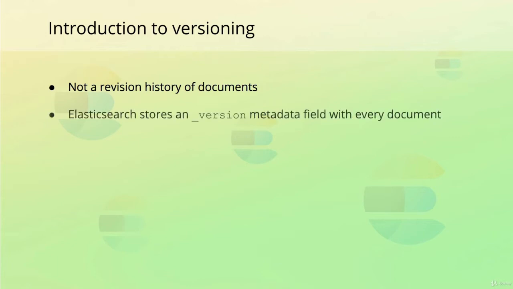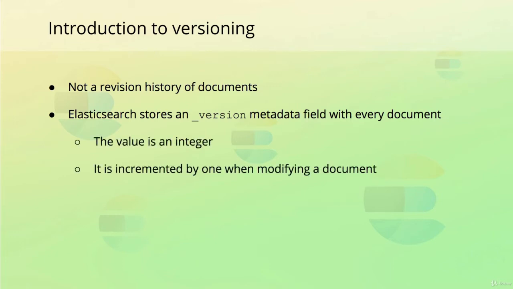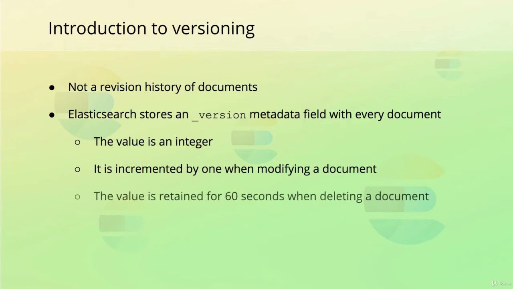What Elasticsearch does is to store a _version metadata field together with the documents that we index. The field's value starts at 1 and is incremented by 1 every time a document is updated or deleted. In the case of deleting a document, Elasticsearch will retain the version number for 60 seconds by default. If we index a new document with the same ID within 60 seconds, the version will be incremented. Otherwise, it will be reset to 1.